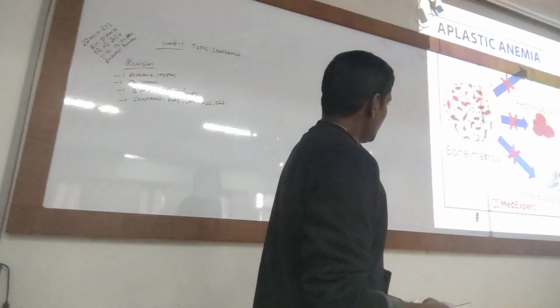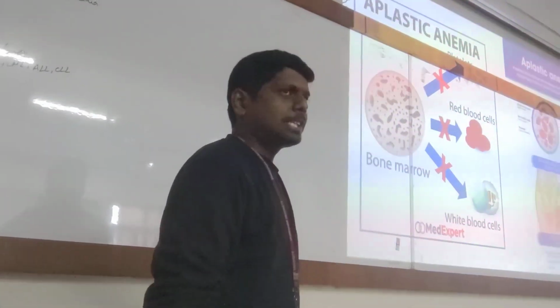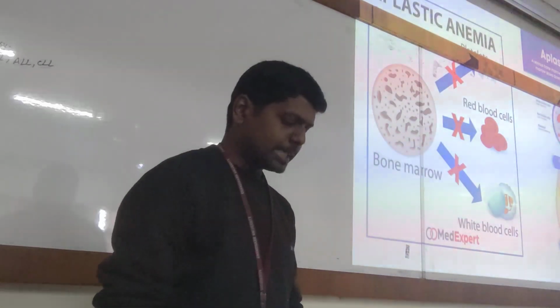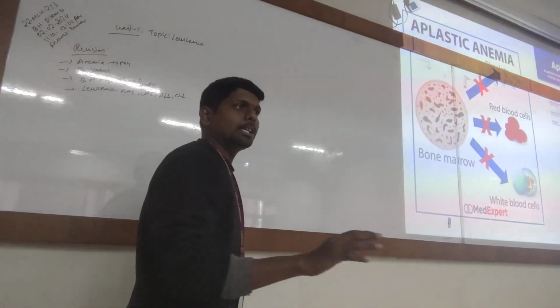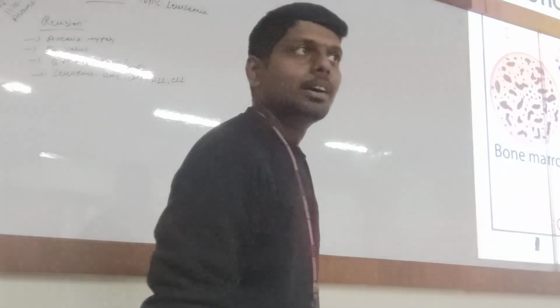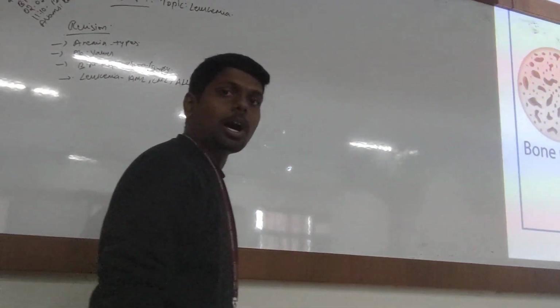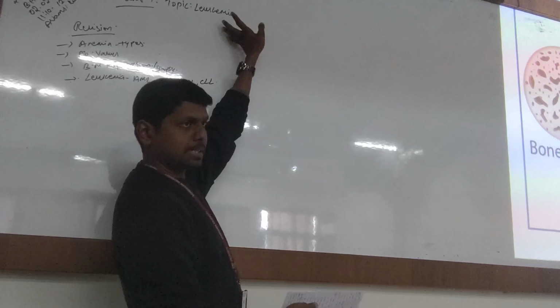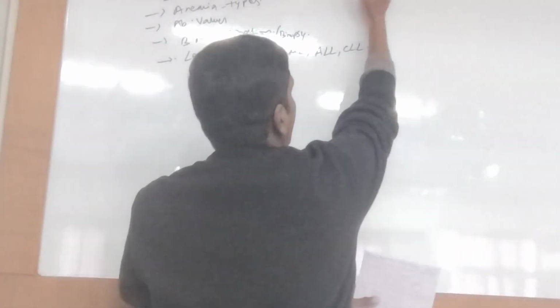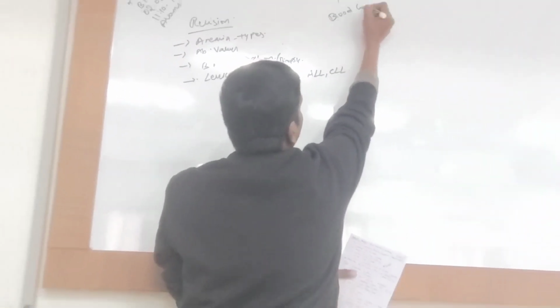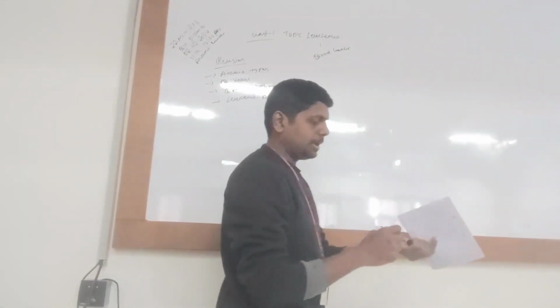Then you already know what is aplastic anemia, right? What is aplastic anemia means? Complete dysfunction of bone marrow is called aplastic anemia. So today's lecture is all about leukemias. What is leukemia means? Cancer of the blood. So blood cancer is called leukemia.